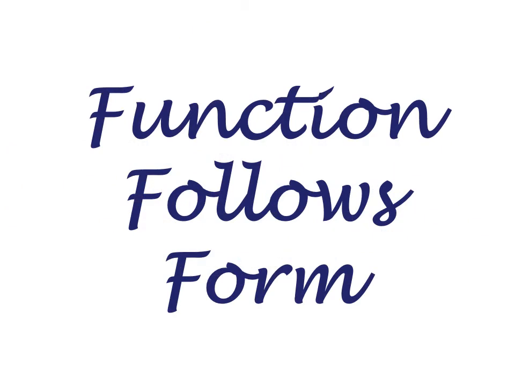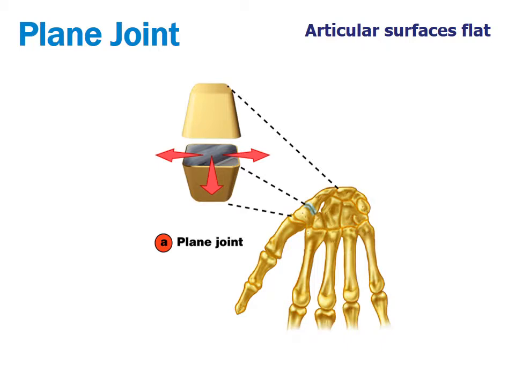Those are a few. Function follows form. These actions are determined by the shape of the articular surfaces. Articulations are the perfect example of structure and function. Plane joints perform gliding actions. This example shows the carpal bones of the wrist.